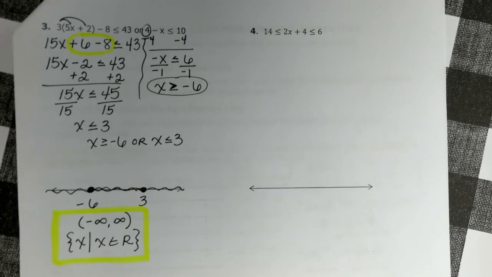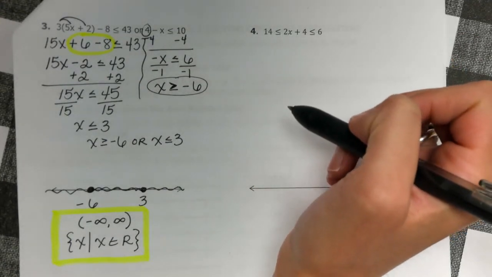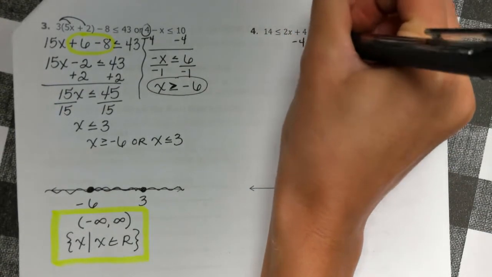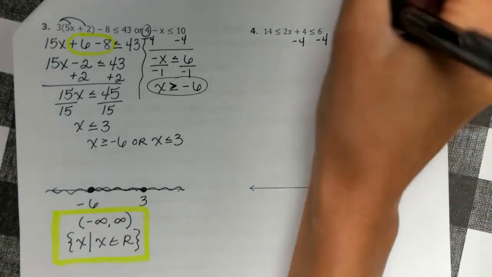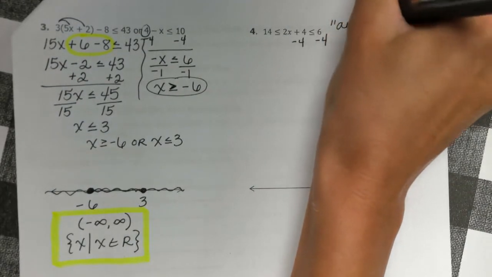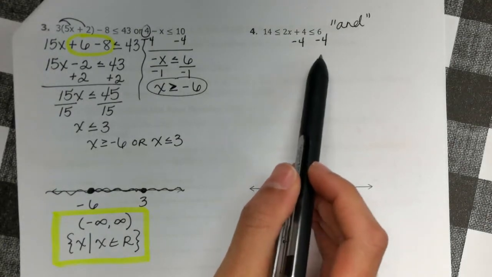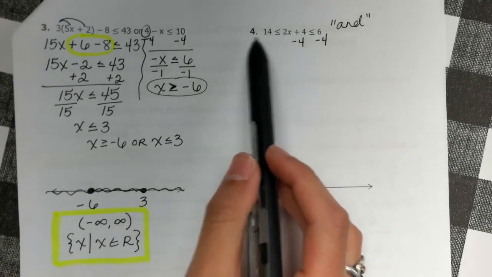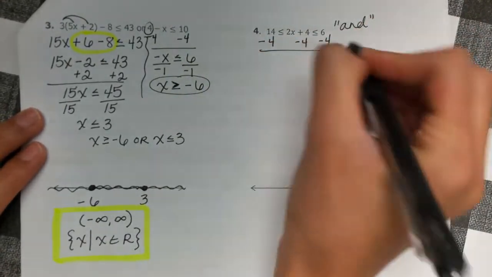Okay, so for the last example, we've got 14 is less than or equal to 2x plus 4, less than or equal to 6. I want to solve for 2x, so what am I going to do? Subtract 4. All right. If you are someone who needs the reminder, put an 'and' next to that, so that's not what you do on a quiz or a test. A lot of people just do it to the right or do it to the left and forget the other one. All right, make sure that you're doing it to all three.